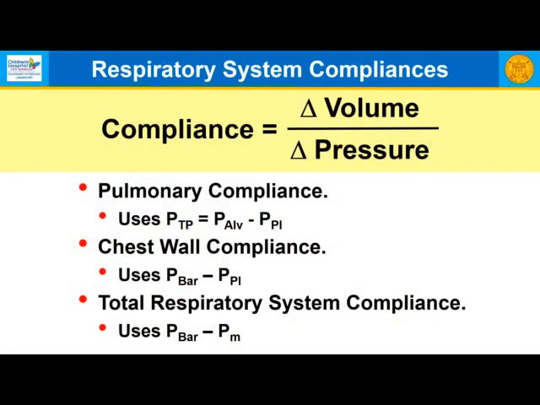Compliance, remember, equals change in volume over change in pressure. Now, you determine what you're measuring compliance of by what pressure you're using. Alveolar minus pleural, remember that's transpulmonary pressure, that's going to give you pulmonary compliance. Barometric minus pleural is going to give you chest wall compliance because what's between the air outside and the pleural space is the chest wall. And total respiratory system compliance is going to be barometric minus mouth pressure. This is what we commonly use in the ICU for a patient on a ventilator, for example.